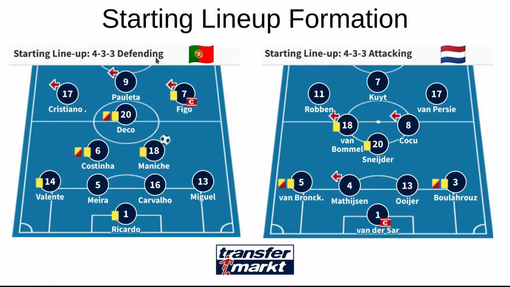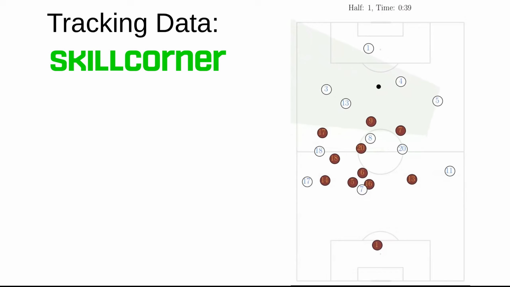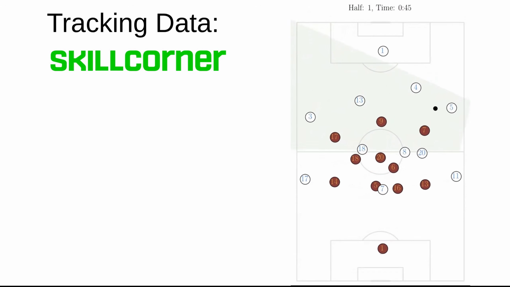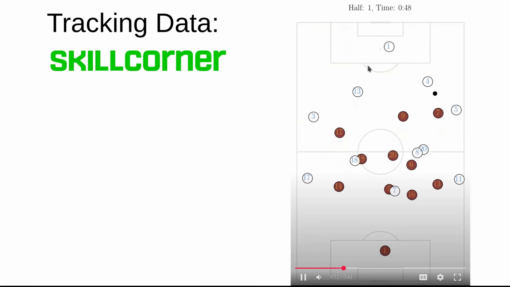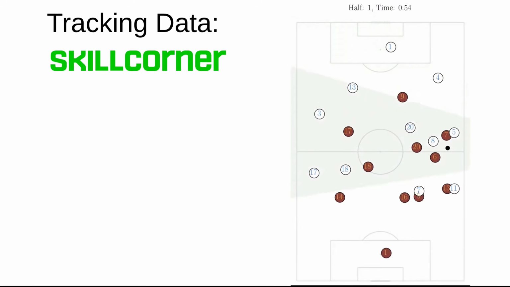I think the only main difference is that for Portugal, they have two defensive midfielders, number 6 and 18. But for the Netherlands, they only have one single defensive midfielder, number 20. We are going to use the TV broadcast tracking data provided by SkillCorner, where you can see on the right side, for each player and the ball, the coordinates at 10 frames per second. Given that the data is generated from the TV broadcast, you also see the green area showing the view of the television at that moment.